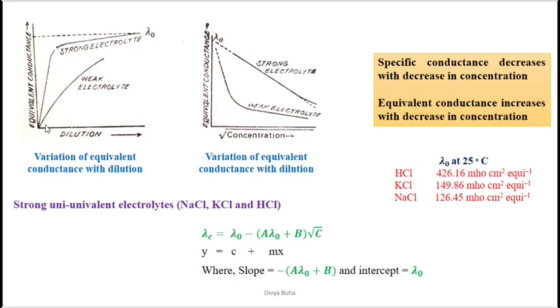Okay, and in the weak electrolyte, the nature of the graph would be like this. But over here, since we are taking only strong electrolyte, we will remain confined with the strong electrolyte only. So you have to consider this and you have to consider this. So you can see that the nature is opposite in both of the graphs, right? So now focus over this part.